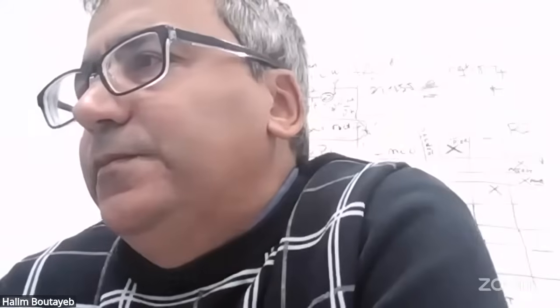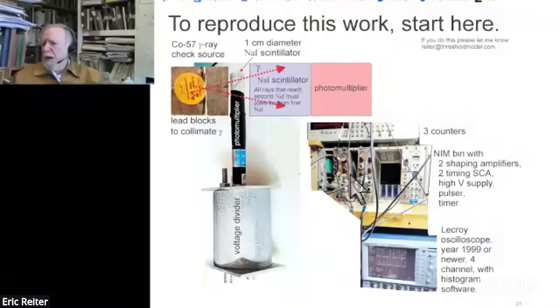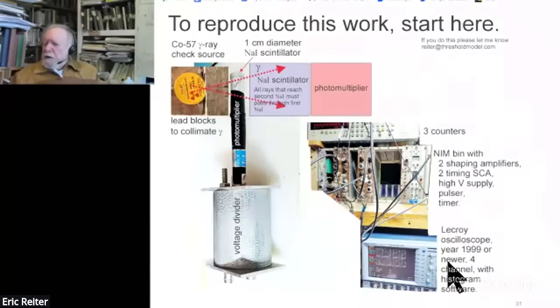The NIM modules depend on how you buy them. They could be $200 each, and you need 4 of them. Yes, 2 amplifier modules and 2 filters. They're called SCA, single channel analyzer. Okay, I see. The LeCroy scope can be like $2,000 or $3,000 unless you find it in the lab, because people have them.